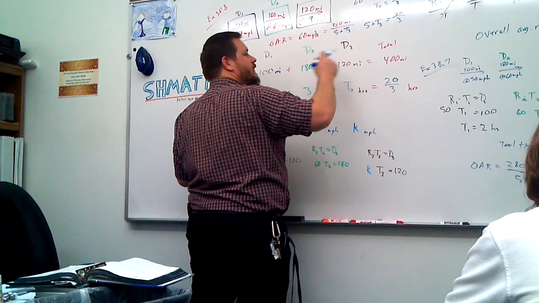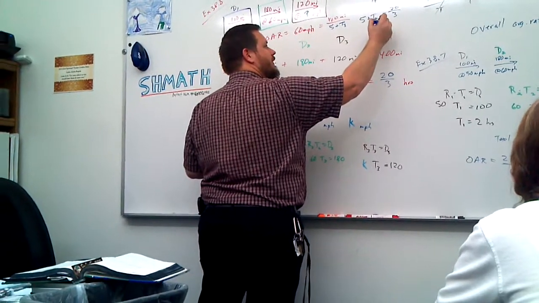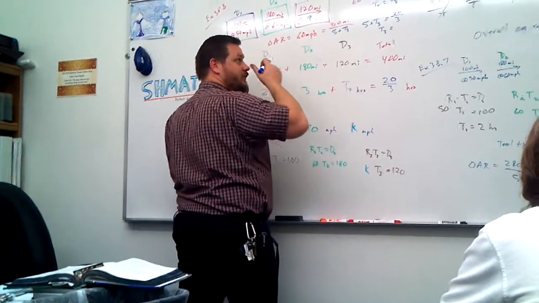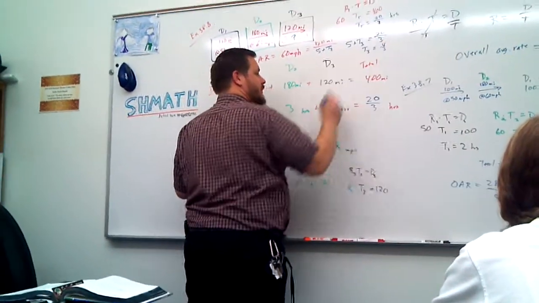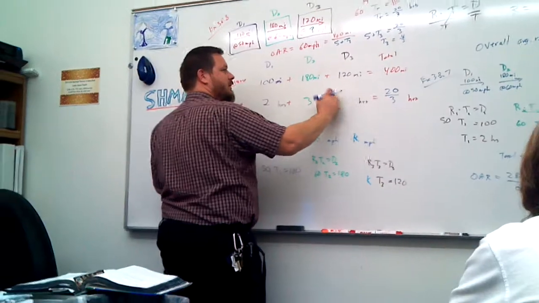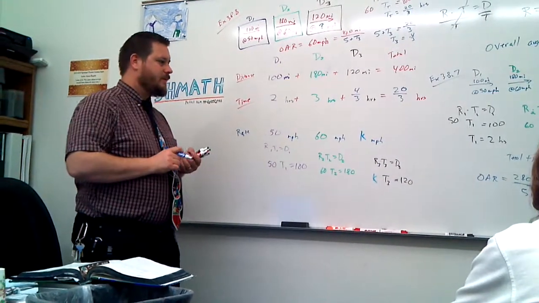What is that in decimal? What are we even looking for in this problem? Well, we have to find T3 first. I don't know what that is in fraction. So now we know what T3 is. Yay, finally. I think it's 4 over 3. 4 over 3 hours.